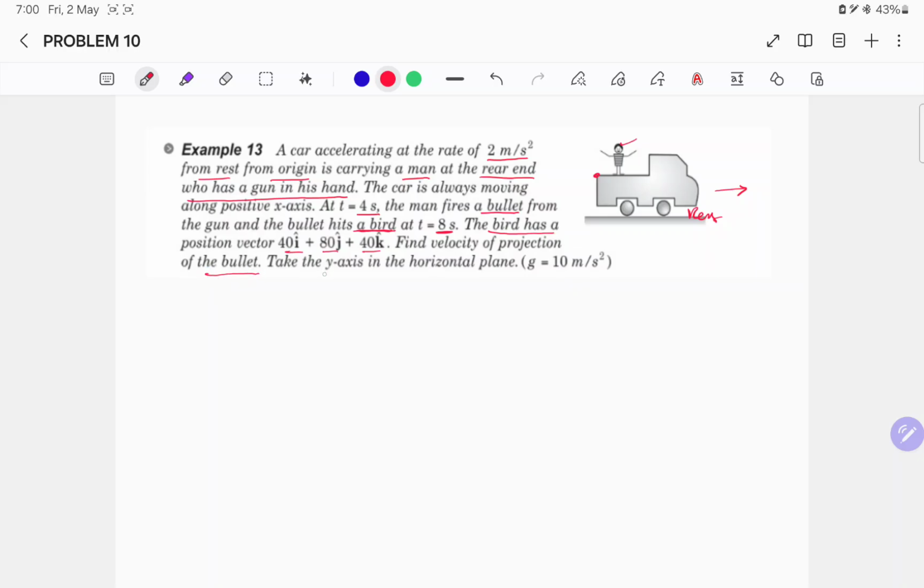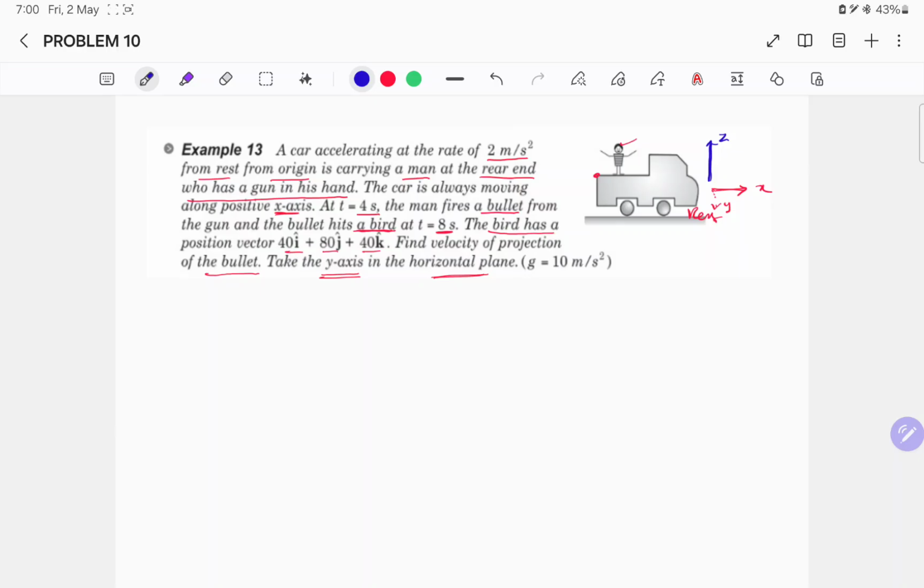And a very important thing here is they said take the y-axis being in the horizontal plane itself. As I mentioned, the car is moving along the x-axis, obviously this is the x-axis. Even in the horizontal plane there is a y-axis. Perpendicular to the horizontal plane, that is against the gravity, there is the z-axis.